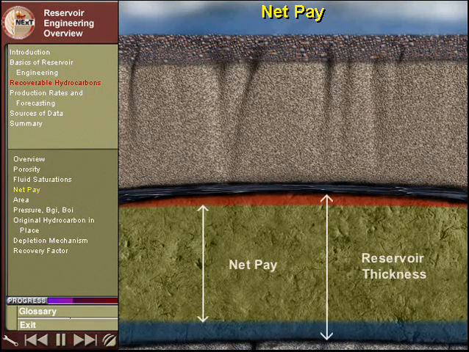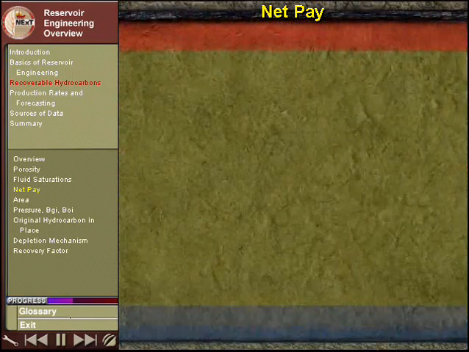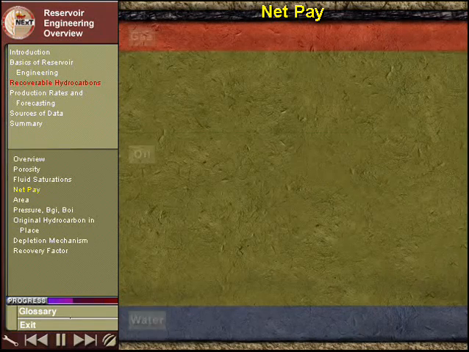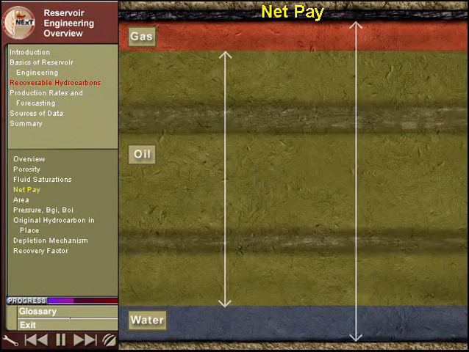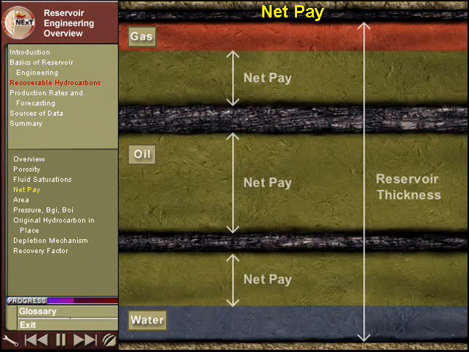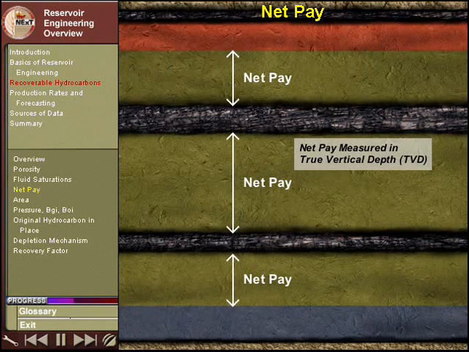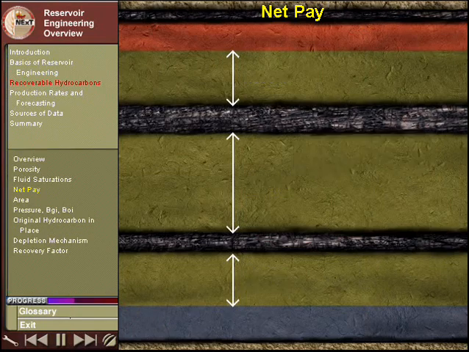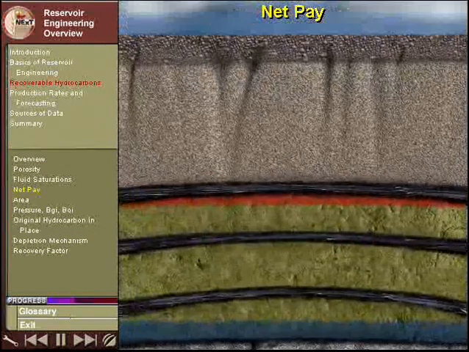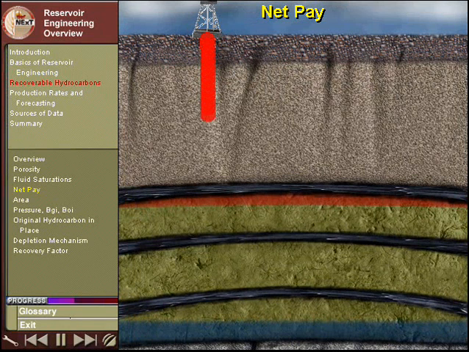Net pay is a measure of the thickness of the reservoir rock containing producible oil or gas. The net pay may be contained within a continuous interval, or may be distributed within a thicker package of pay and non-pay because of variations in rock properties or layering of sand and shales. Net pay is measured in true vertical depth, either feet or meters. You should be careful to note that there is a difference between true vertical depth and measured depth in wells that are deviated.